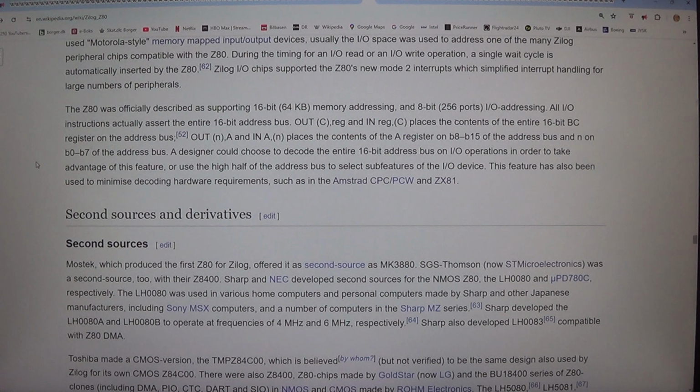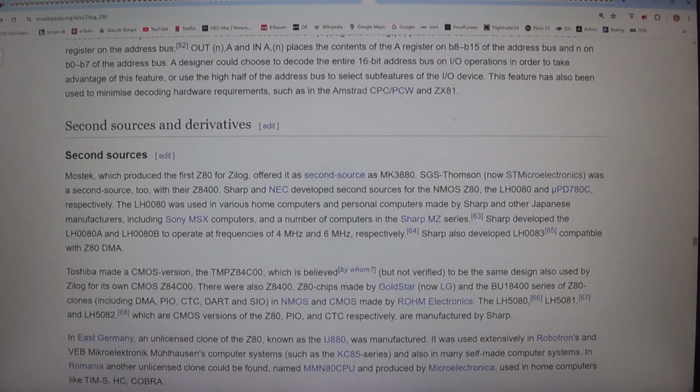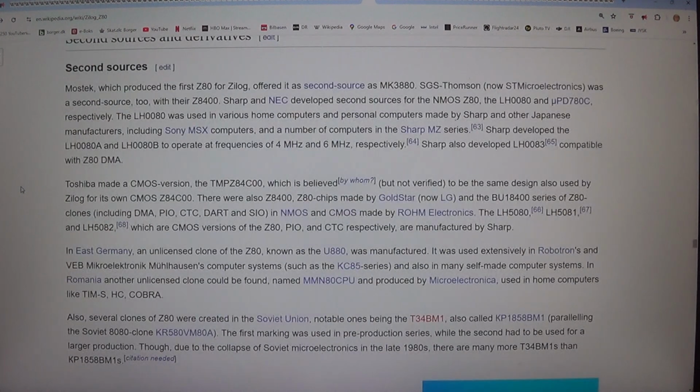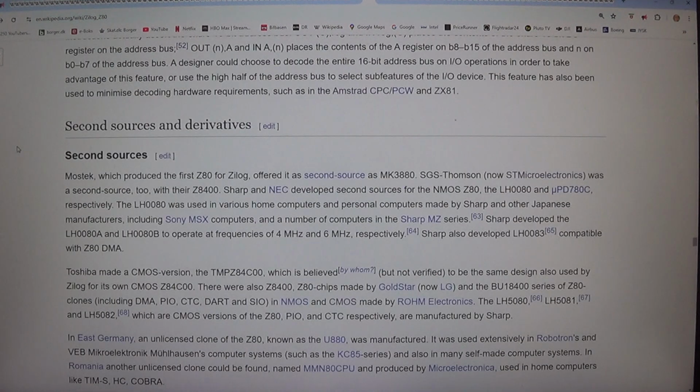A designer could choose to decode the entire 16-bit address bus on I/O operations in order to take advantage of this feature, or use the high half of the address bus to select sub-features of the I/O device. This feature has also been used to minimize decoding hardware requirements, such as in the Amstrad CPC/PCW and ZX81. Second sources and derivatives.